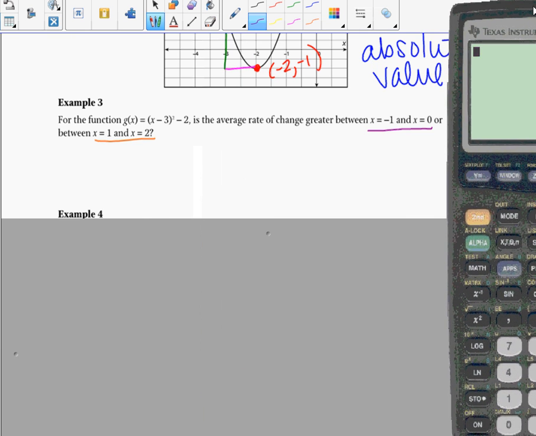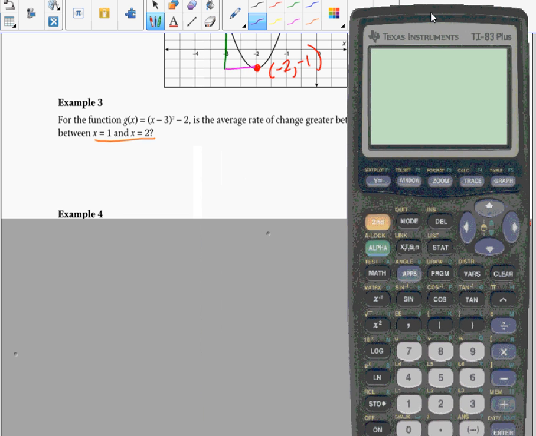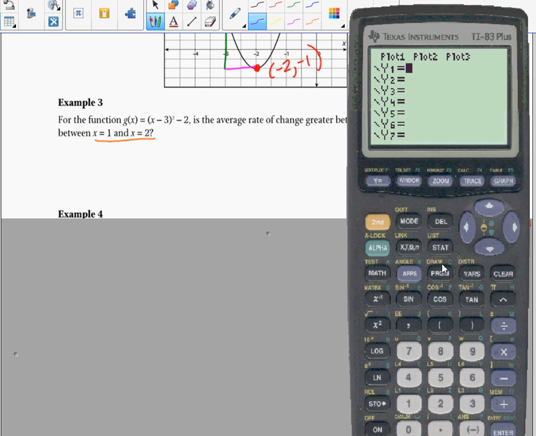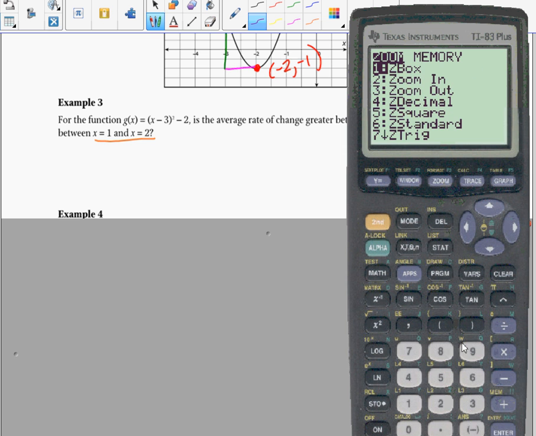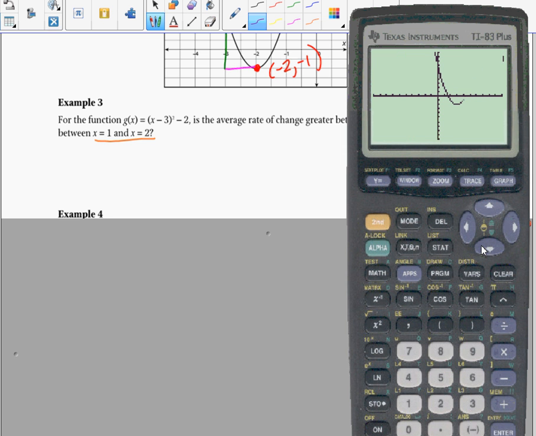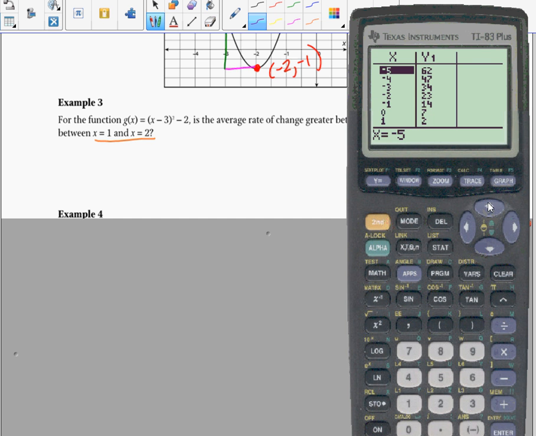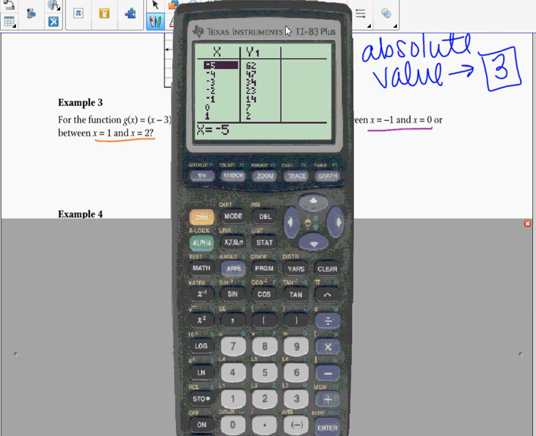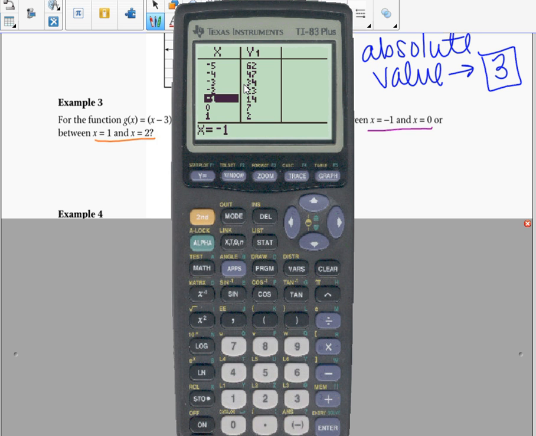So what I'm actually going to do, just to save some time, is I am going to go to my y equals, and I'm going to type this into my function. So (x minus 3) squared minus 2. And if you look at the window, I always go back to Zoom Standard. Okay, I'm actually going to go to my table, and I'm going to pull my values off my table. So the first rate of change is between x equals negative 1 and x equals 0. Well, at negative 1, we're at the point 14, and at 0, we're at 7.